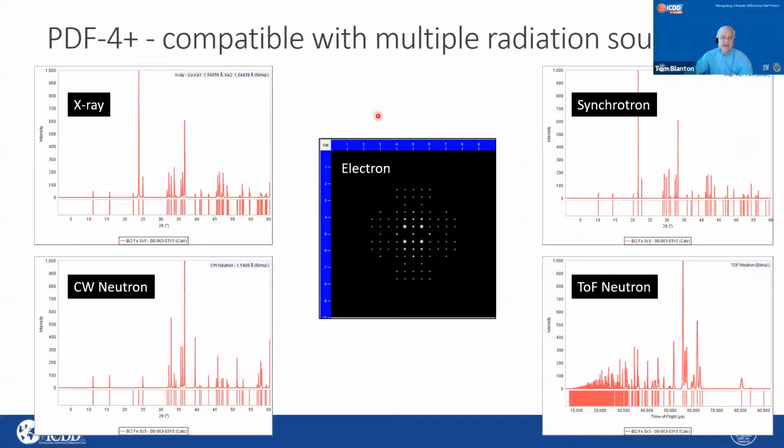So the types of radiation sources in terms of data that you can work with using the database, certainly laboratory X-ray data. We work with synchrotron data. When we have atomic coordinates, you can work with constant wavelength neutron data, and we can work with time of flight neutron data. So again, another feature that's unique to the Powder Diffraction File databases. We also are able to work with electron diffraction data. You can simulate electron diffraction patterns when we have the atomic coordinates. So that helps you with multiple techniques when you want to do your characterization.